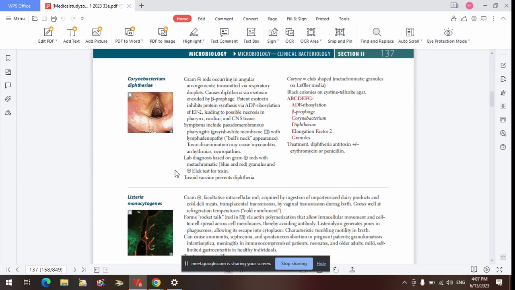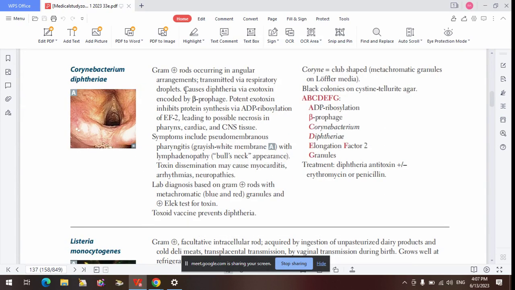Yes. Okay, so today we'll continue from Corynebacterium diphtheriae. This is one of those gram-positive rods that we talked about, alongside Bacillus. Those are the gram-positive aerobic rods that we talked about. Bacillus was the first, and this is the second, which is Corynebacterium. It's a gram-positive rod arranged in an angular format, which is how you see it on gram stain.